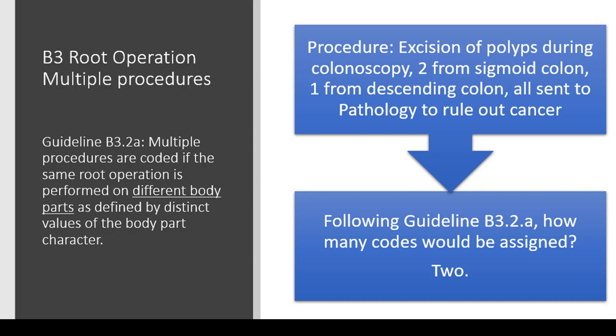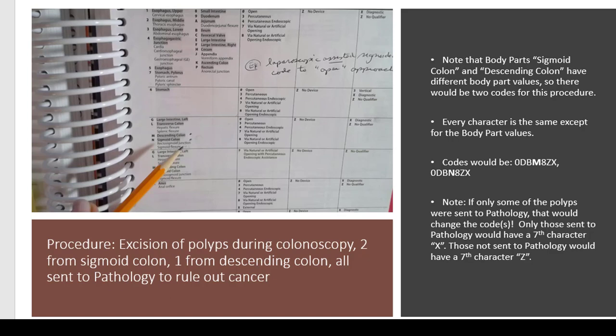So the procedure is excision of polyps during a colonoscopy, 2 from the sigmoid colon, 1 from the descending colon, all sent to pathology to rule out cancer. So following that guideline, how many codes would be assigned? And the answer is 2. So let me show you why the answer is 2.